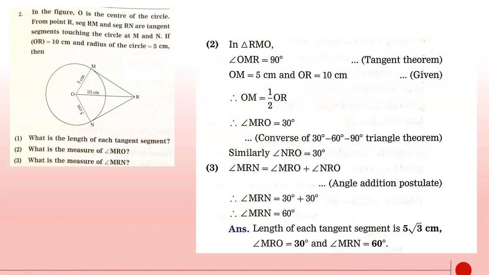Now, sub-question 3. What is the measure of angle MRN? The bigger angle MRN, I can say that MRN is addition of two smaller angles, MRO and NRO, these two angles. MRN is equal to MRO plus NRO by using angle addition postulate. So MRN is equal to 30 plus 30, which is equal to 60 degrees.